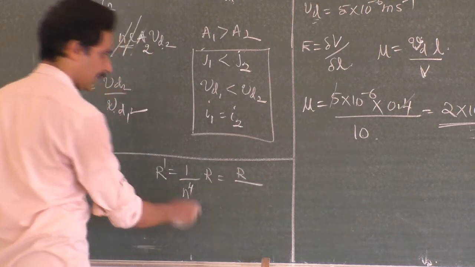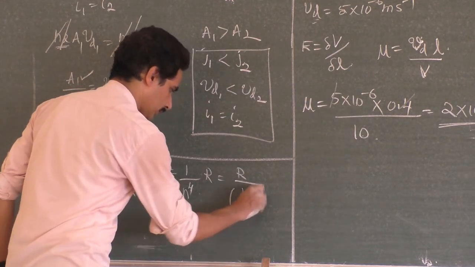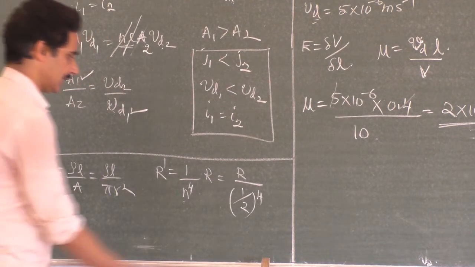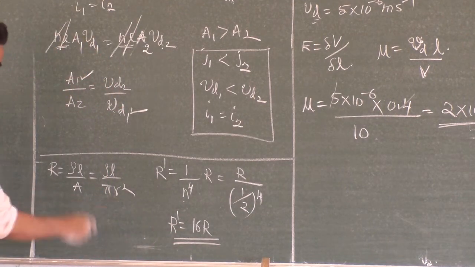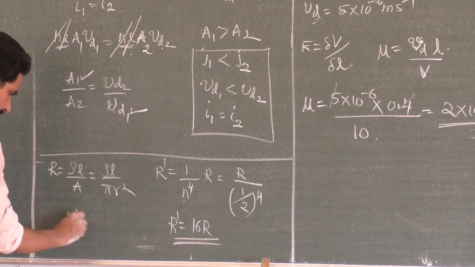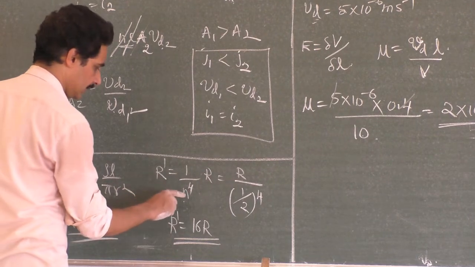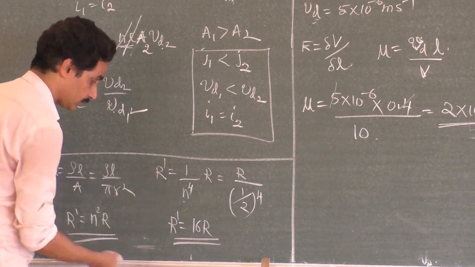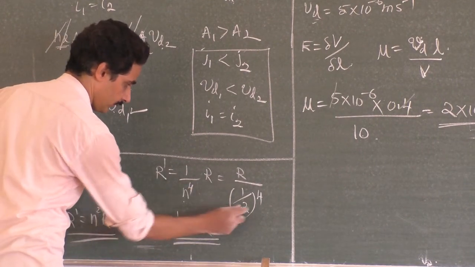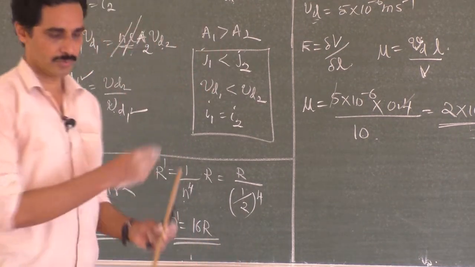Now old resistance by n to the power 4 means, with the radius halved, 1 by 2 to the power 4, which is 2 to the power 4, that is 16. New resistance is 16 times the old resistance. Whereas when it is stretched so that length is doubled, tripled, made 5 times, then R dash is simply n squared R. But when the radius becomes 1 by 2 times, 1 by 3 times, then you have to put n to the power 4. So 16R is the second option. Going back to the question, it is the second option, 16R.